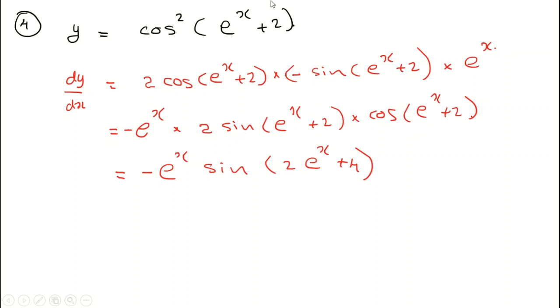Then do another example. y equals cos squared (e to the power x plus 2), right? Then dy over dx is equal to 2 cos(e to the power x plus 2) into minus sin(e to the power x plus 2) into e to the power x. So minus e to the power x times 2 sin(e to the power x plus 2) cos(e to the power x plus 2). We can write this, using the double angle formula, as minus e to the power x sin(2e to the power x plus 4).